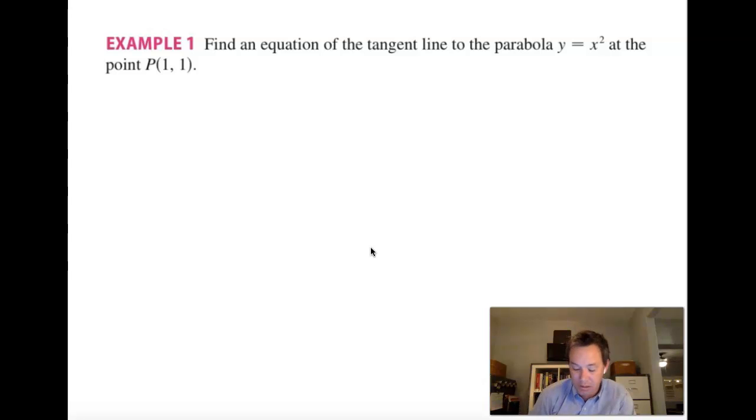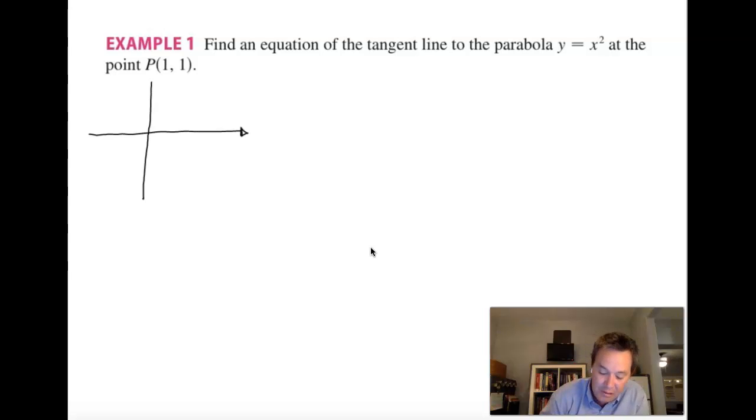So in example 1, we're going to find the equation of the tangent line to the parabola y equals x squared at the point (1, 1). So I'm going to sketch out this situation for us first. Sometimes it's good to have a little bit of a geometric understanding about what's going on before we jump into the algebra of the situation.